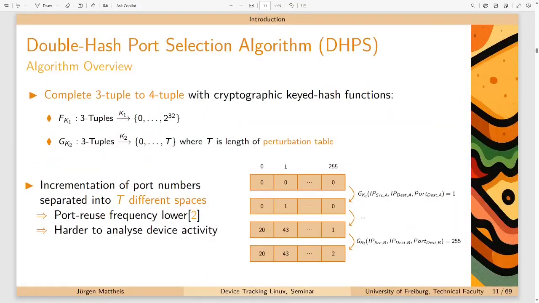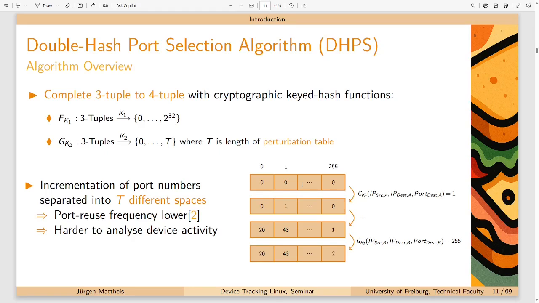And this attack and this algorithm that gets exploited uses two hash functions, fk1 and fk2. fk1 maps to integers, and fk2 maps to the possible indices of a perturbation table. Now you might ask, what is a perturbation table?